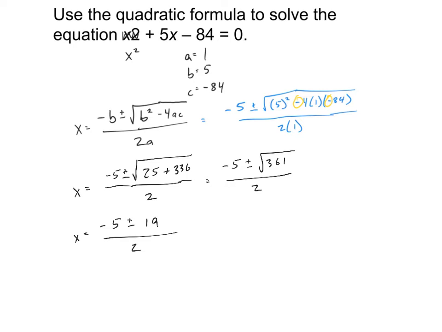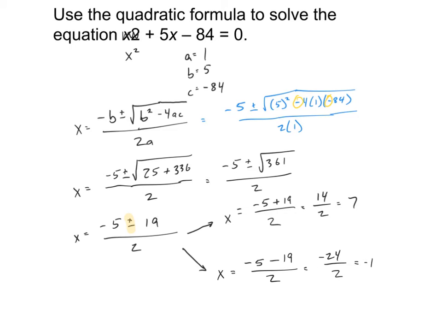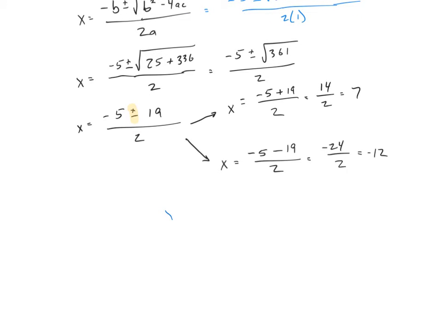Now the next step is I'm going to take and branch this off and represent my two solutions. So all along I've been writing that plus or minus. Now in this step I'm going to split apart the plus and the minus. So this becomes x equals negative 5 add 19 over 2 and x equals negative 5 subtract 19 over 2. And then we simplify each of these. Negative 5 add 19 is 14 over 2, which is 7. And negative 5 minus 19 is negative 24 over 2, which gives me negative 12. Boom. All right, so we have two solutions to this big old giant problem. X equals negative 12 and x equals positive 7.